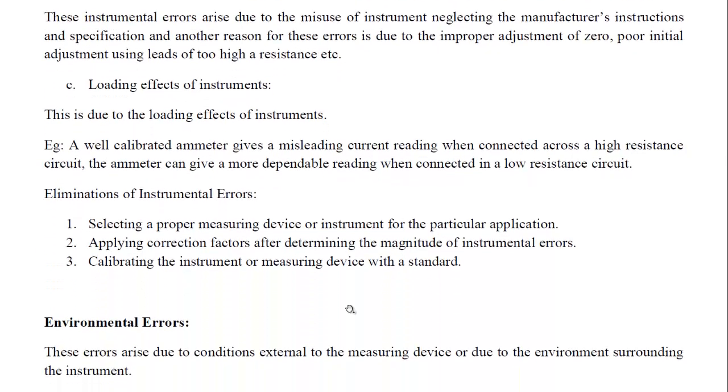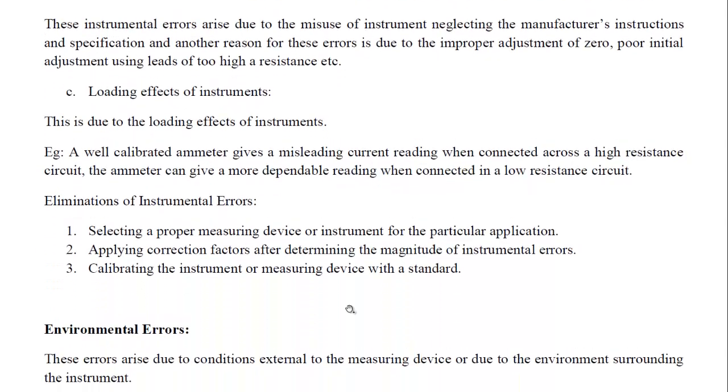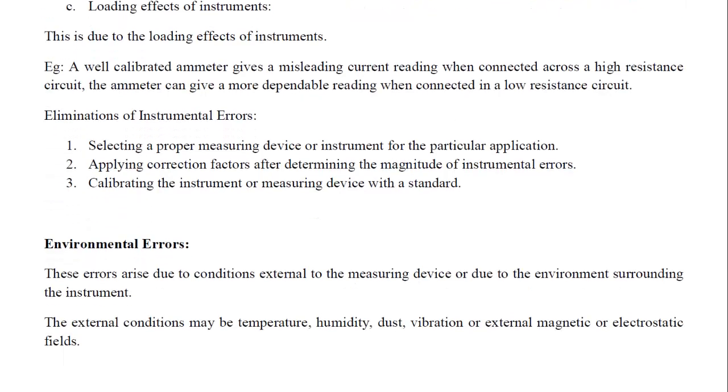Now coming to how you can eliminate this instrumental error. First, you have to select a proper measuring device, that is the instrument, for its application. Second, apply correction factors after determining the magnitude of the instrumental error. And the third and last is calibrating the instrument or the measuring device with the standard that has been prescribed.